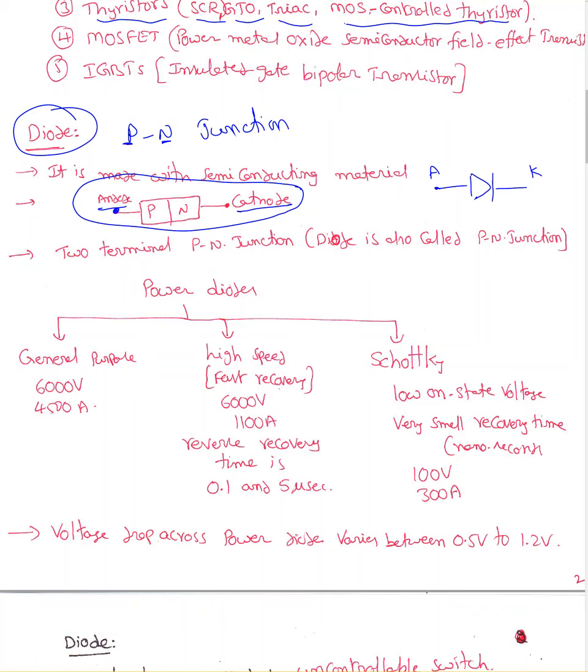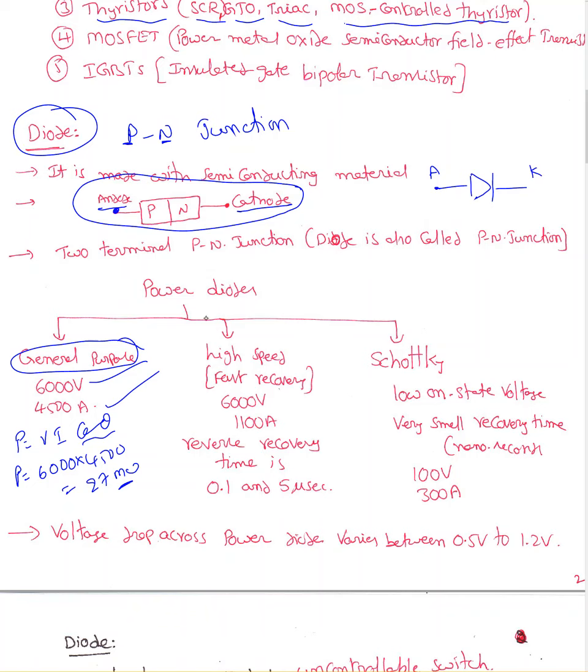But when it comes to power electronic devices, the power diodes, the general purpose ones, can handle up to 6000 volts and 4500 amperes. That's a huge amount of voltage and current, a huge amount of power basically. If you look at power, P equals V times I times cos theta. If I take cos theta as 1, unity power factor, they can handle 6000 times 4500, which is approximately 27 megawatts. That's a huge amount of power, so they can handle a huge amount of power.